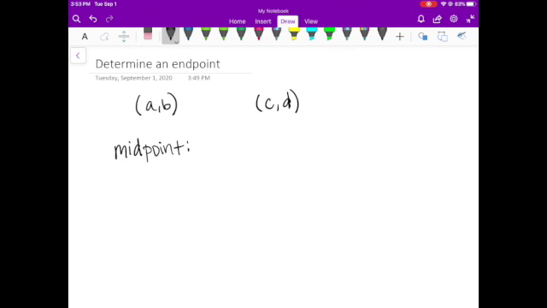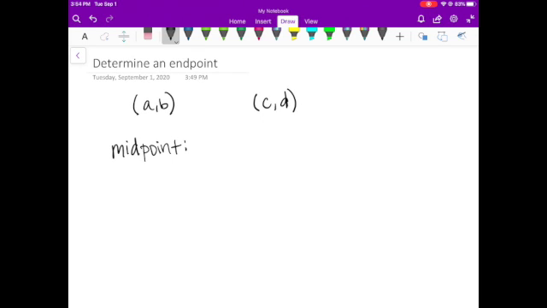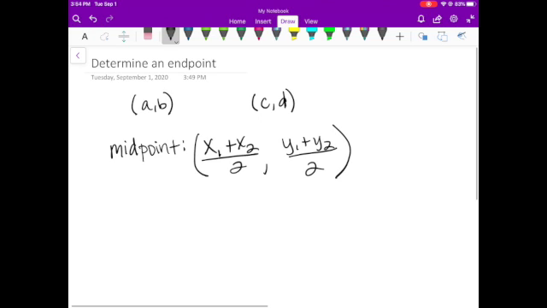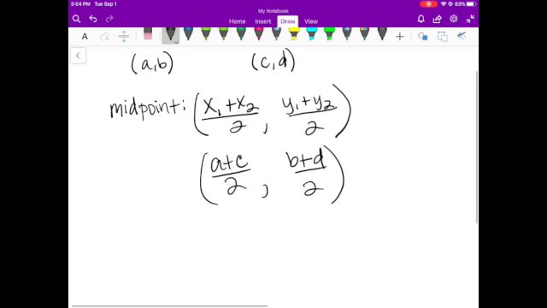Right, so we are going to figure out how to determine an endpoint if we have one endpoint and the midpoint. But before we do that, let me just review how you find the midpoint. If I have two points, (A, B) and (C, D), the midpoint, remember, is adding the x values and dividing by 2, adding the y values and dividing by 2. Essentially, you're finding the middle. That is your midpoint. So in this case, it would be (A plus C over 2, comma, B plus D over 2). That would be your midpoint.